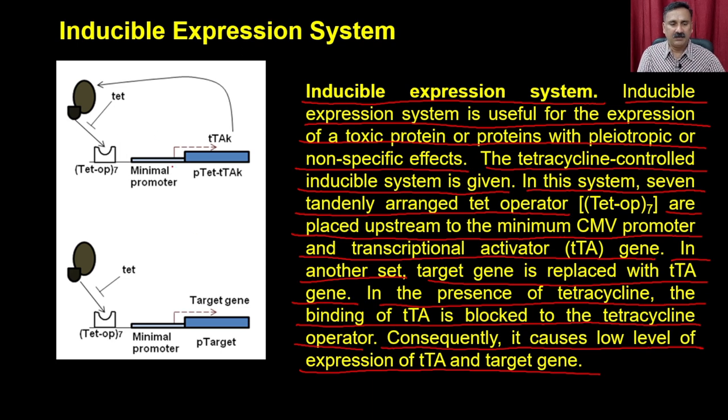So this is the schematic diagram explaining how the TET inducible promoter is working. You have the tandemly released tet operators, and that has been placed upstream to the minimum CMV promoter. And then you have the transcriptional activator gene. So in another set, the target gene is replaced with the TTA gene, and in the presence of tetracycline, the binding of tetracycline is going to block the tetracycline operator, and consequently it is going to induce the expression of the TTA gene as well as the target gene.